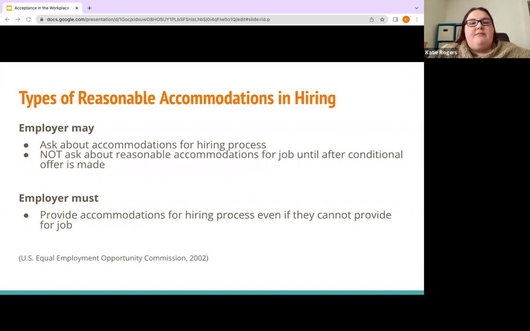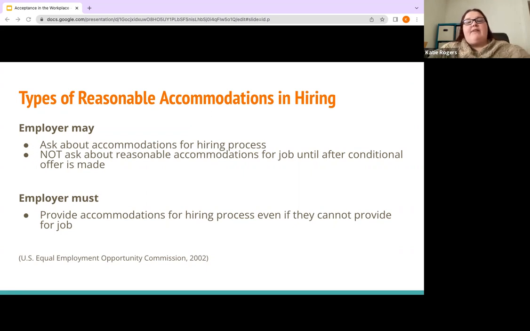So for types of reasonable accommodations in the hiring process, an employer can tell applicants what the hiring process involves. So an interview, a timed written test, which I know has come up in some situations, or a job demonstration, and it can ask applicants whether they will need a reasonable accommodation for this process or not. So for the process itself. Now, they may not ask about reasonable accommodations for the job until after a conditional offer is made, but they can ask if there are reasonable accommodations that need to be made for the application process.